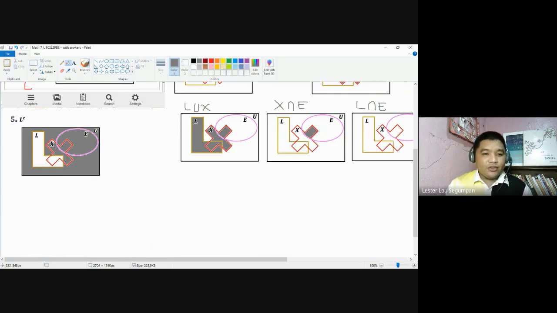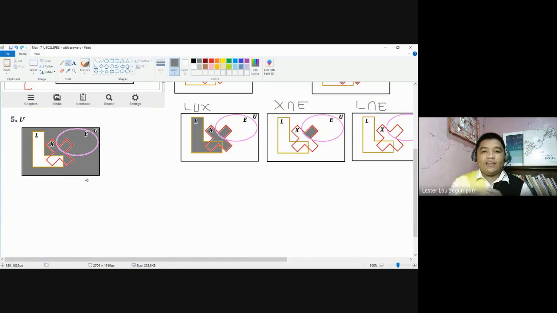This region here is also not part of L. How about this last part? The last shaded part that I did is part of set X. However, in the first place, it's part of set L, so it should not be shaded. Look at our result. All parts of the universal set, but not L, is shaded.